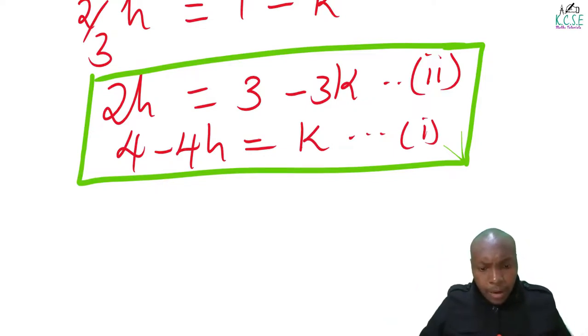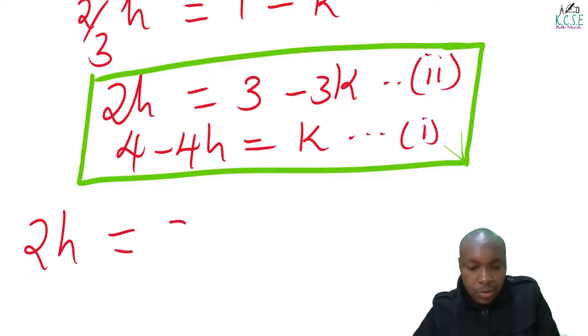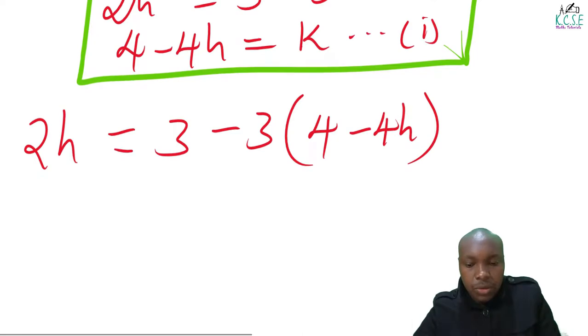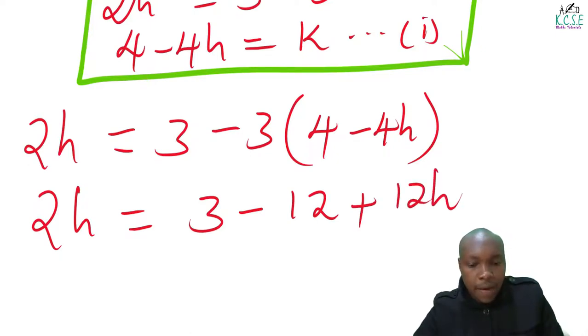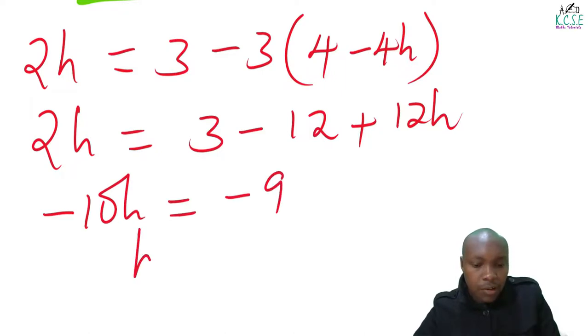And now we can solve these simultaneously and get the values of H and K. So we can use substitution using equation 1. If K is equal to 4 minus 4H, then we can substitute into the second equation, the one that is at the top. 2H is equal to 3 minus 3K, where K from equation 1 is 4 minus 4H. So this gives 2H is equal to 3 minus 12 plus 12H. If you take 12H to the other side, you get negative 10H is equal to negative 9. And therefore, H is given by 9 over 10.